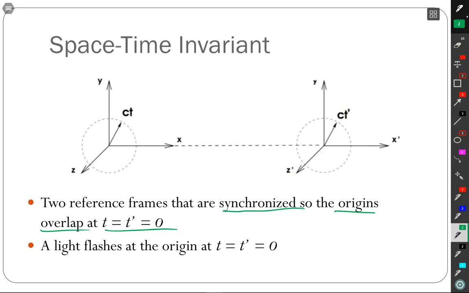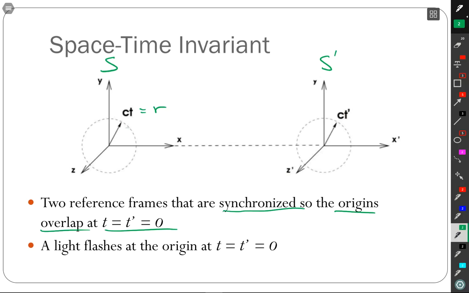So what is the equation for the radius of that spherical shell? It's written. That's supposed to be an R. The radius is the speed of light multiplied by the time that has passed. Now we have two reference frames. This one we call reference frame S, and this one we call S prime. So we just use the prime to differentiate which reference frame is which.